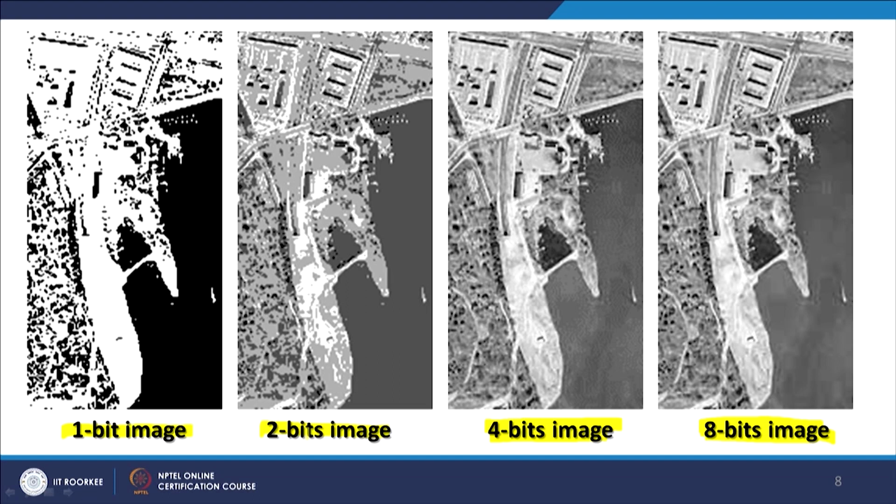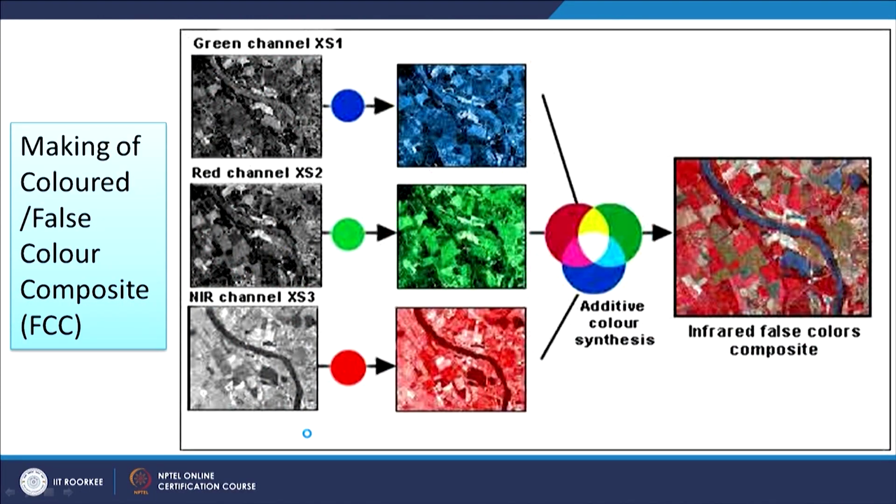So, these are the advantages, but 8-bit is the most common one. When we go for colored images, then you use a color space and an additive color scheme, where there are 3 primary colors, blue, green and red, BGR or RGB, whichever way you would like.